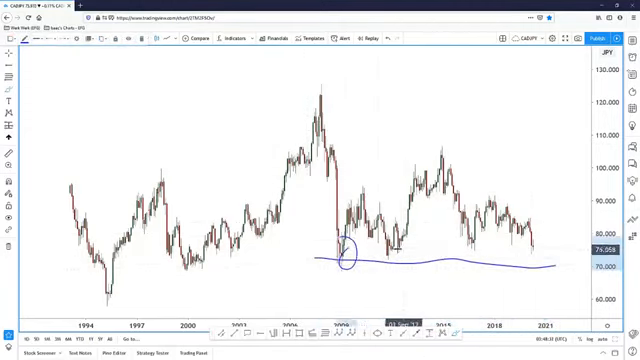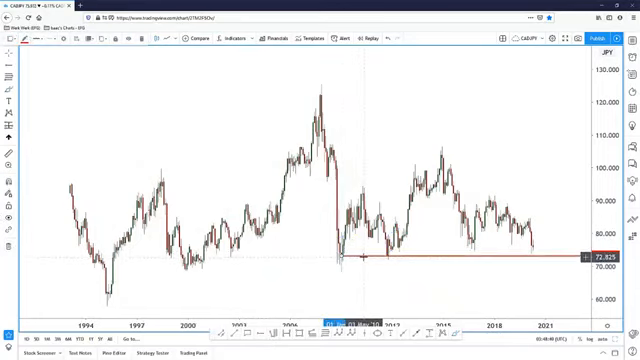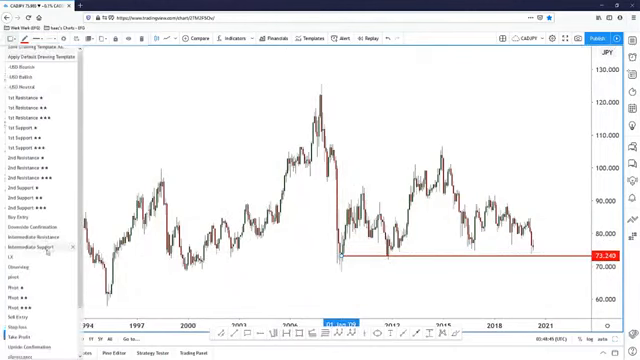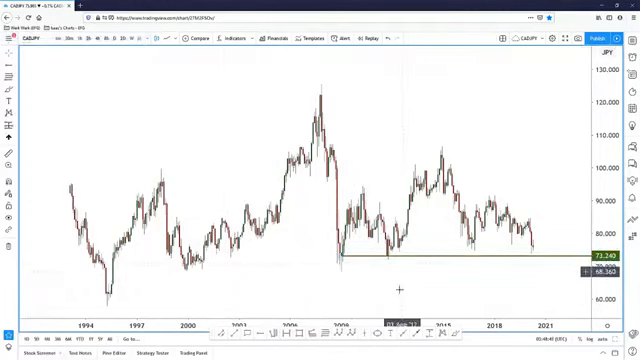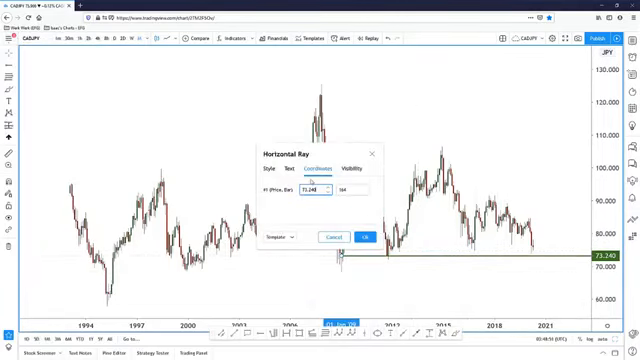There's once here, another time here, came relatively close here, and recently in March. So let's just put a level there, right, at this close, and let's call this our long-term support. Now this is quite a strong level, so graphically we can just keep it there.